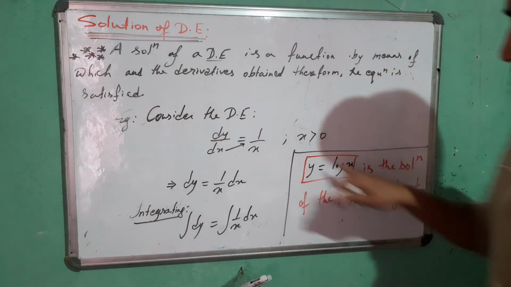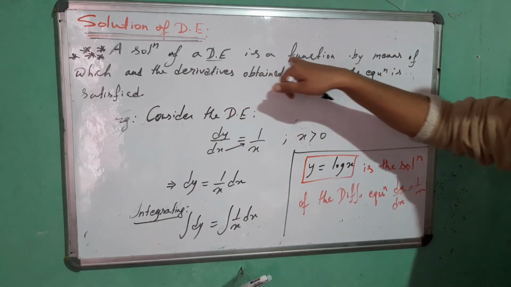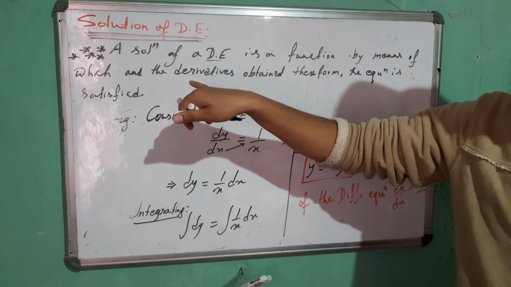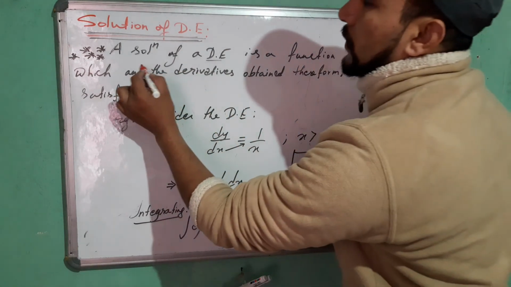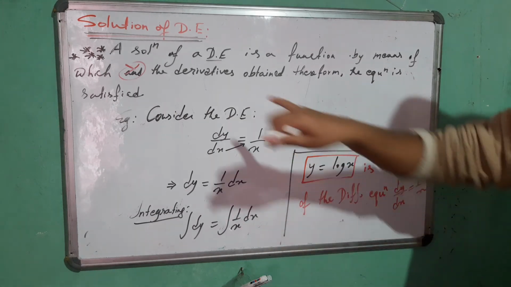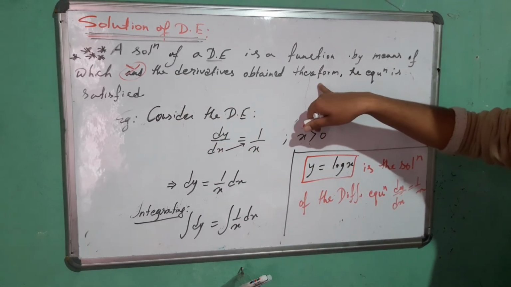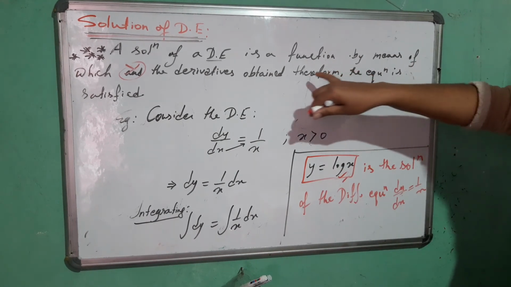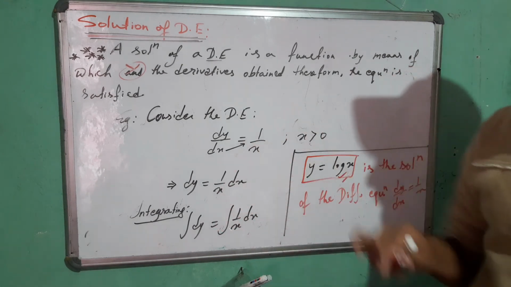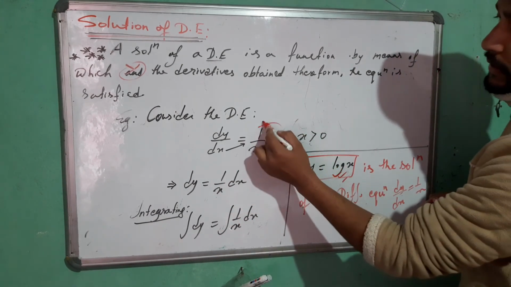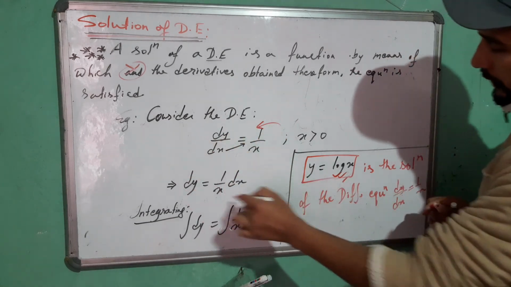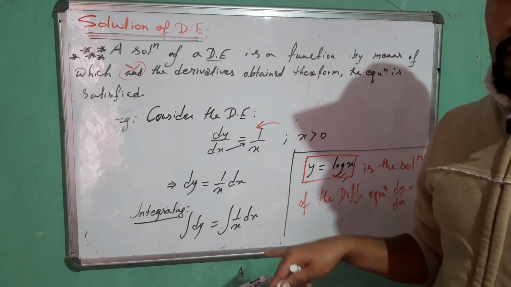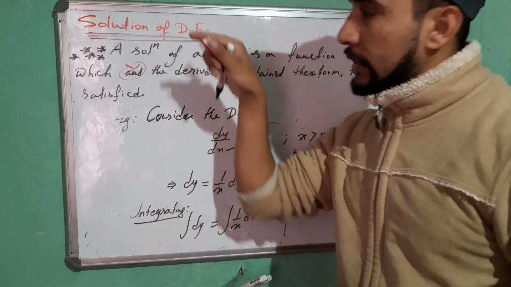So this definition says this: a solution of a differential equation is a function. See, this is a function, by means of which the derivative obtained therefrom, from this equation, is satisfied. If you differentiate this, you will get back this equation, and if you integrate this equation, you will get this solution. So from a differential equation, you can get the solution by integrating the differential equation.